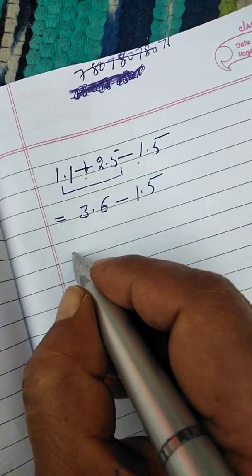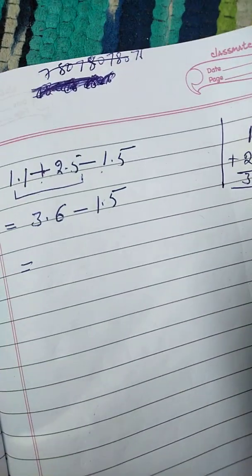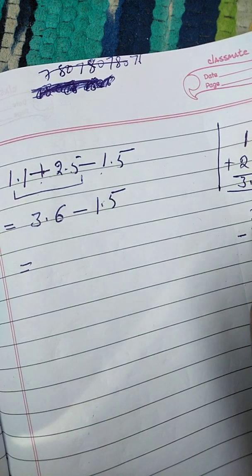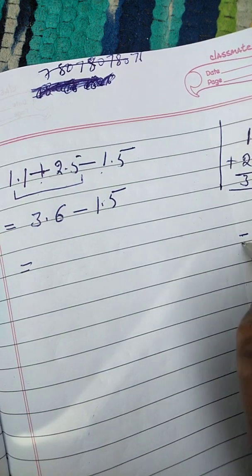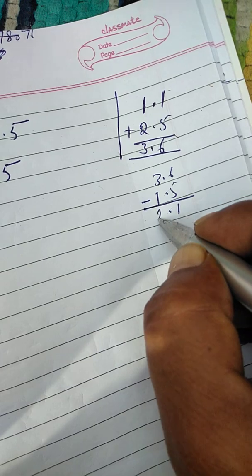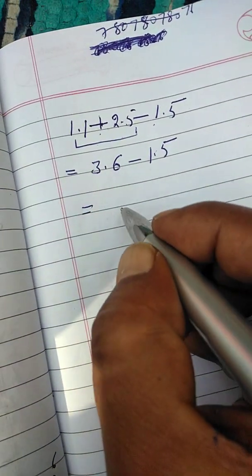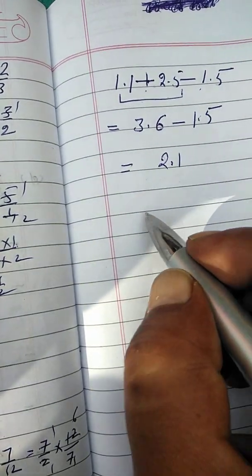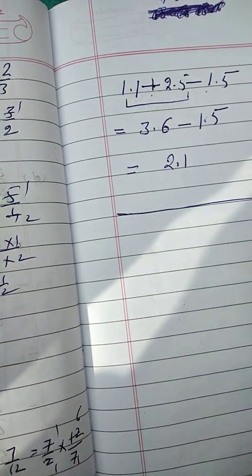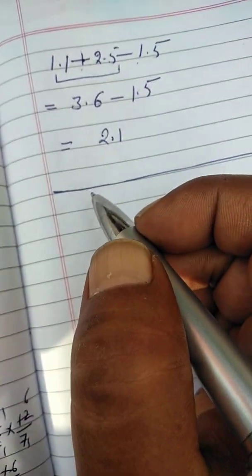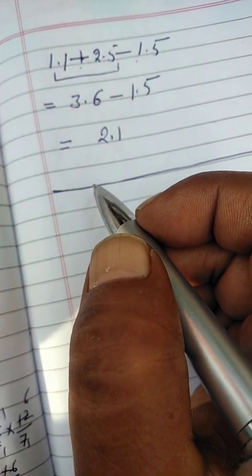Now you subtract 1.5 from 3.6. So what will you get? 6 minus 5, 1, decimal, 3 minus 1, 2. So your answer is 2.1. So dear students, it is quite easy to solve worksheet number 3. Let us have another question.